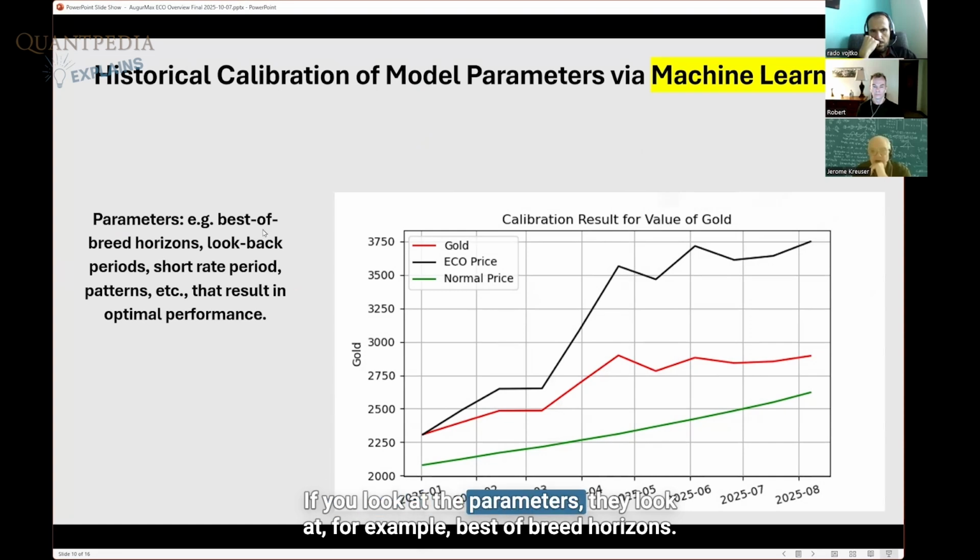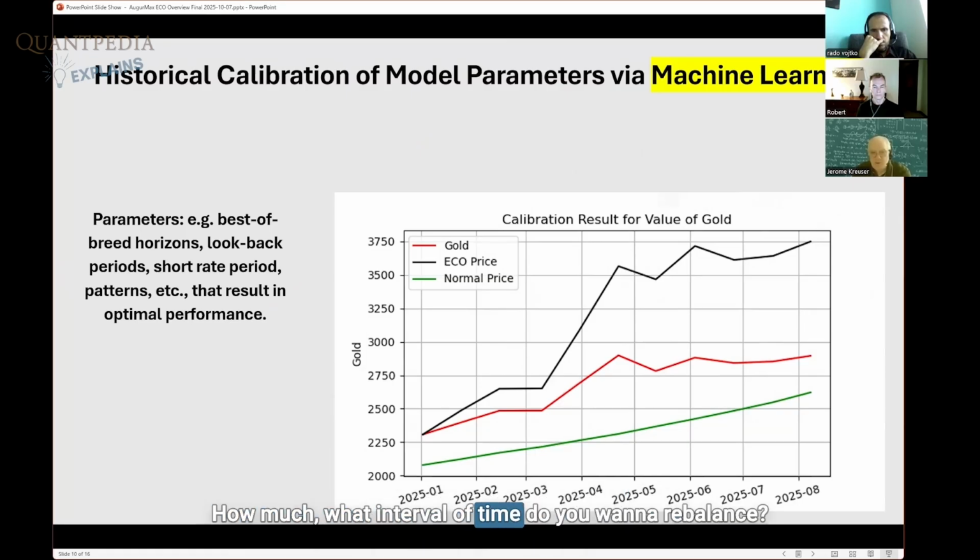If you look at the parameters, they look at, for example, best of breed horizons. Do you want to rebalance every 1 week, every 2 weeks, every 3 weeks? What interval of time do you want to rebalance? How far do you look back? Do I look back 6, 8 months?